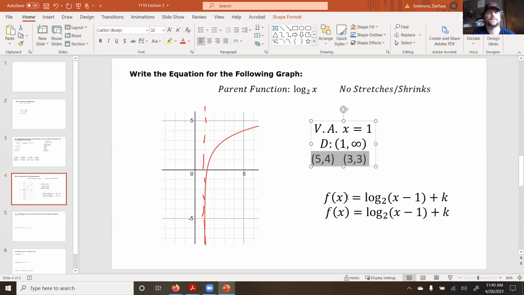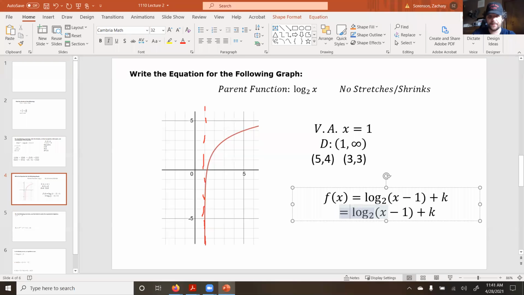If my equation's built correctly, it's going to go through both of those points, so I can use either. Do you guys prefer 5-4 or 3-3? 3-3. Perfect. So my y value is going to be 3. My x value is going to be 3. And do a very small amount of solving.